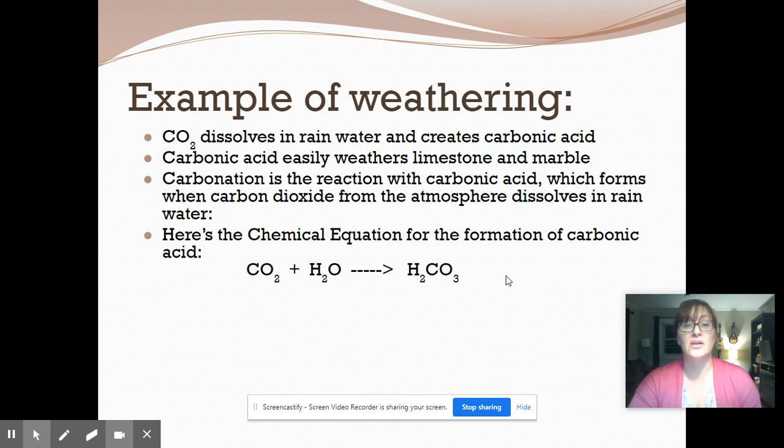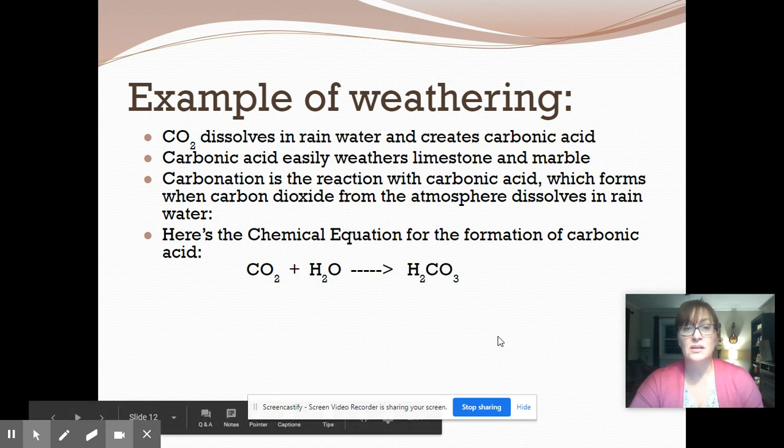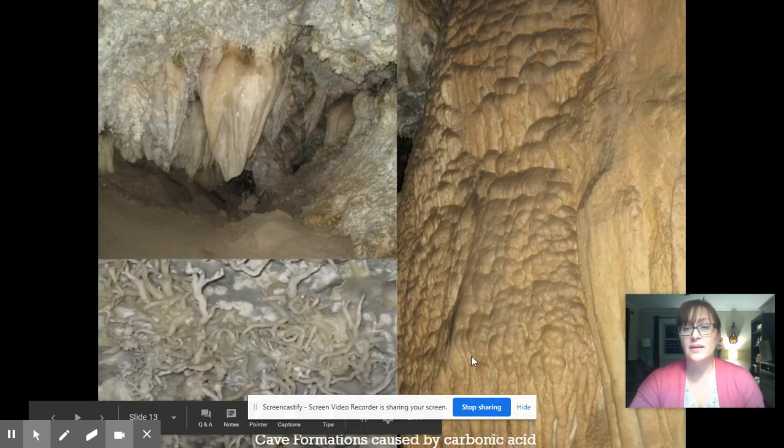Examples of weathering. So carbon dioxide might dissolve in rainwater. That creates an acid. It's a weak acid called carbonic acid. Carbonic acid very easily will weather limestone and marble and other soft metals. Carbonation is the reaction with the carbonic acid. That's what we call it. And that forms when the carbon dioxide from the atmosphere dissolves in the rain.